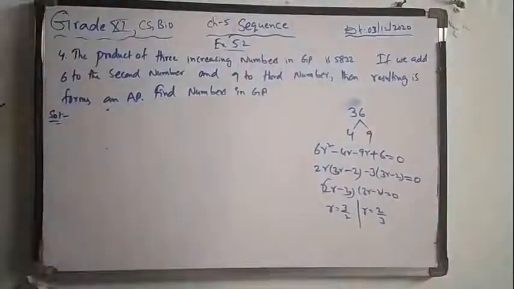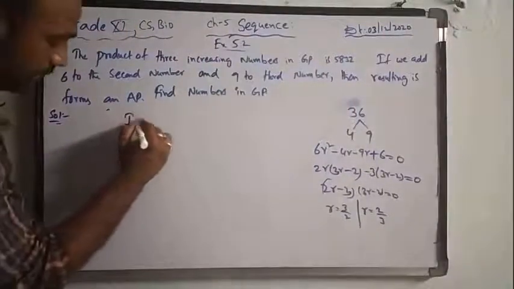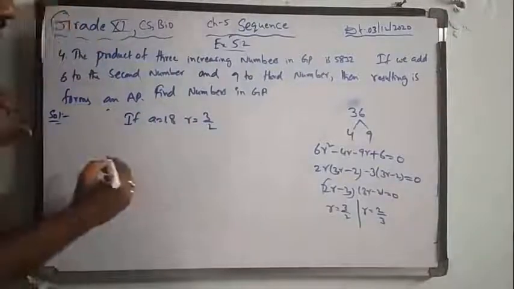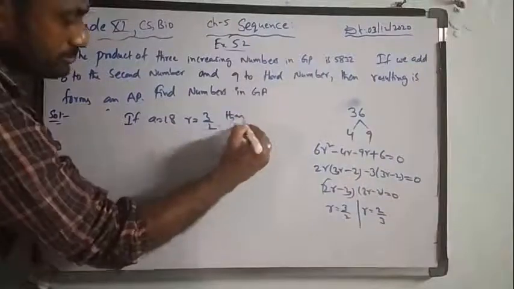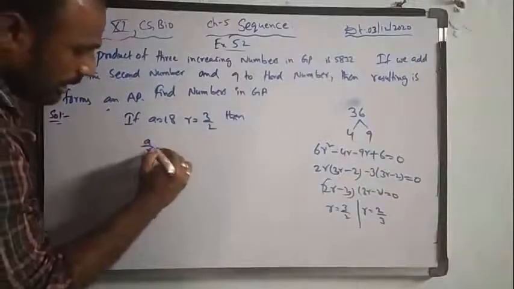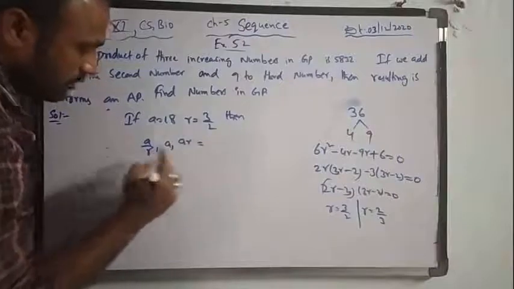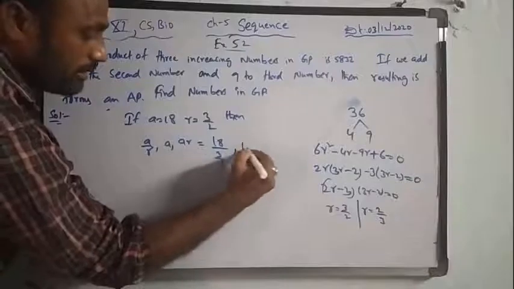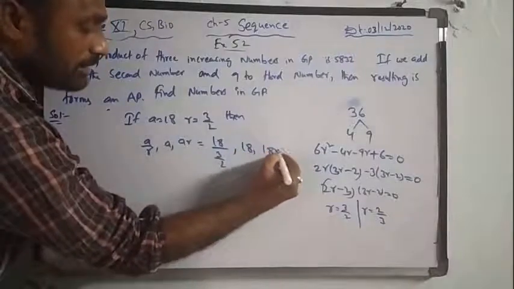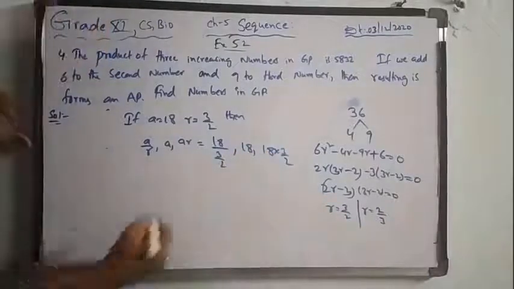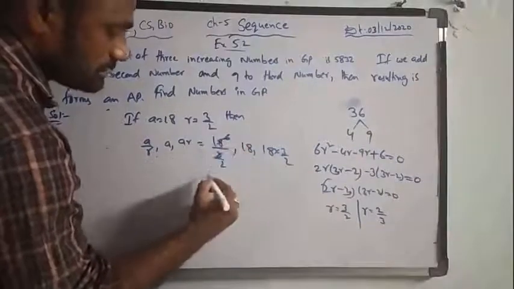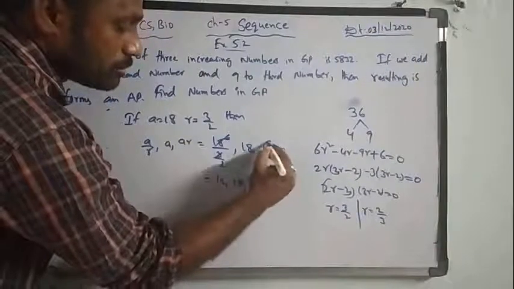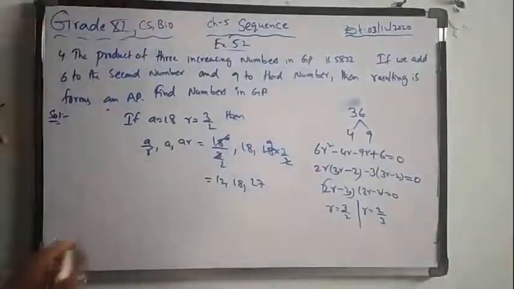So two cases. Case 1, the first series. If a is equal to 18 and the common ratio is 3 by 2, then a by r, a, ar is 18 by 3 by 2, comma 18, comma 18 into 3 by 2. So 3 ones are 3, 3 sixes 18, that is 12, comma 18, comma 2 nines 18, 27. So this is one series.